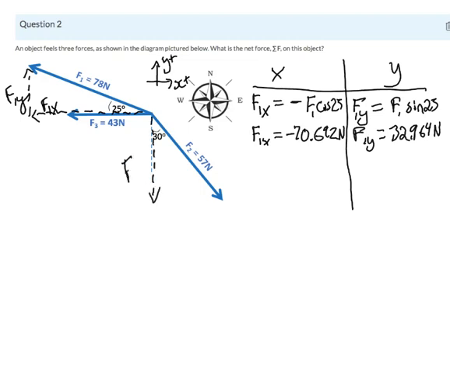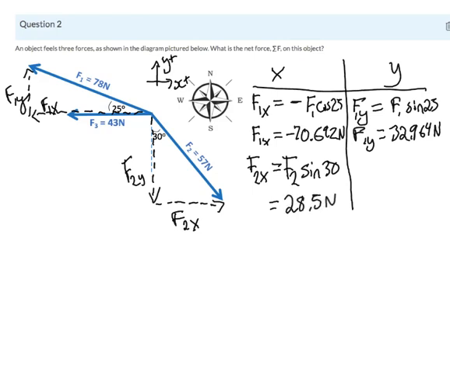Our next one, F2, has components that are going down here. So that's F2y. And a component forward, that's F2x. So F2x, notice this one is opposite the 30-degree angle, so it's going to be sine. So it'll be F2 sine 30 degrees, and it's positive because it's forward there. So F2 is 57, so 57 sine 30 is 28.5 newtons.